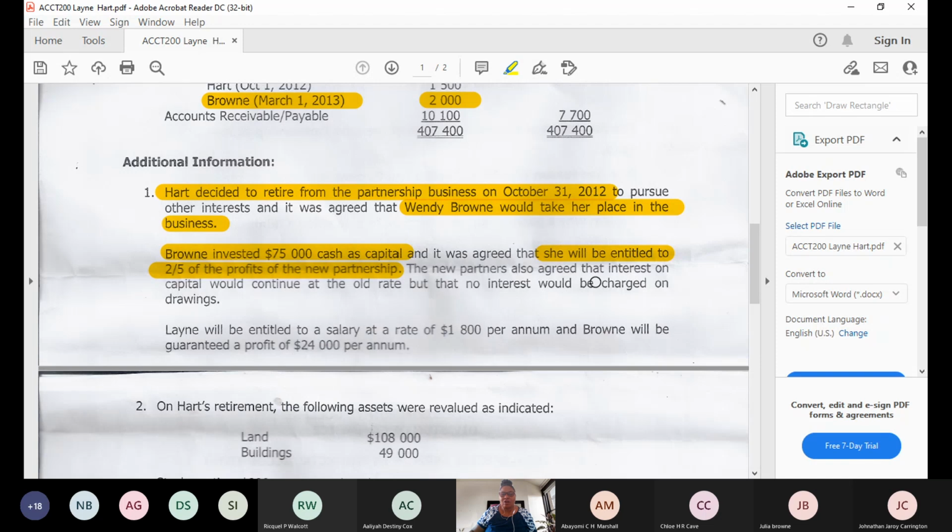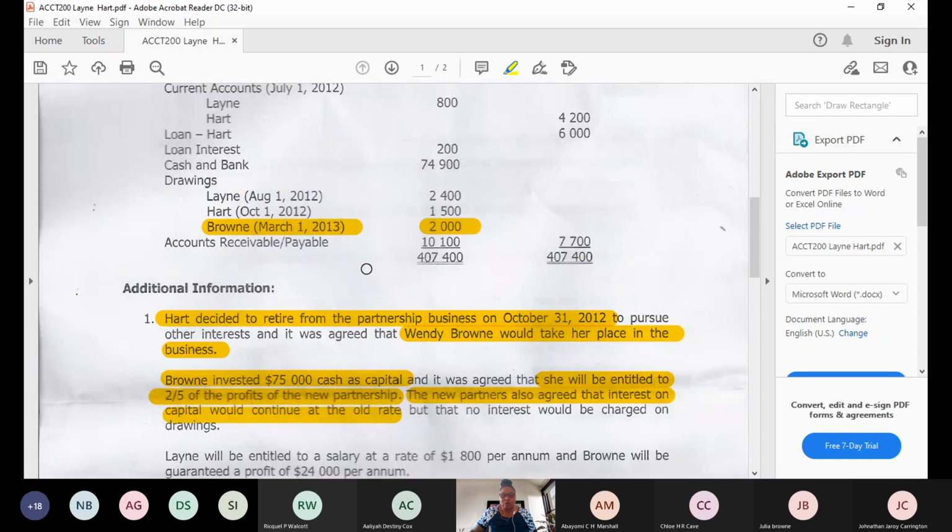The new partnership also agreed, listen to this, the new partners also agreed that interest on capital will continue at the old rate. What was the old rate?